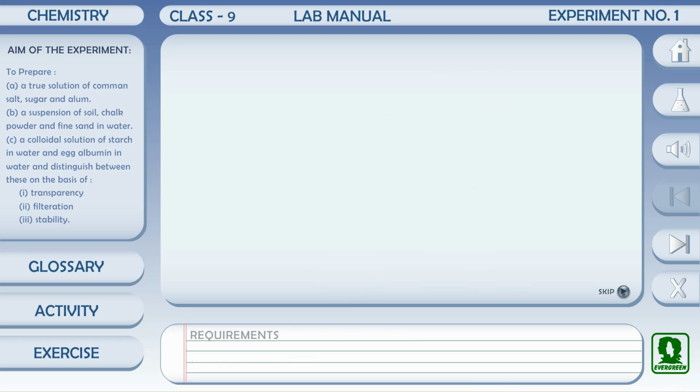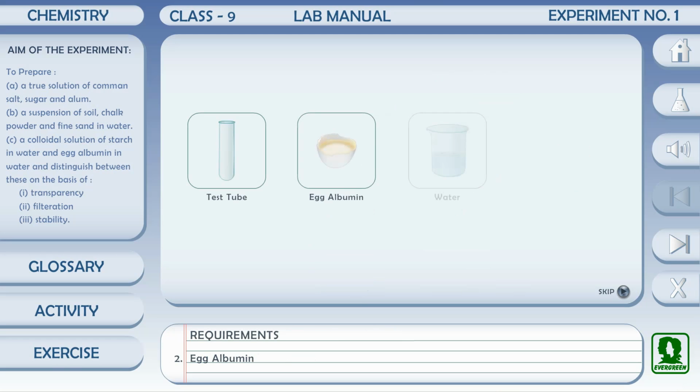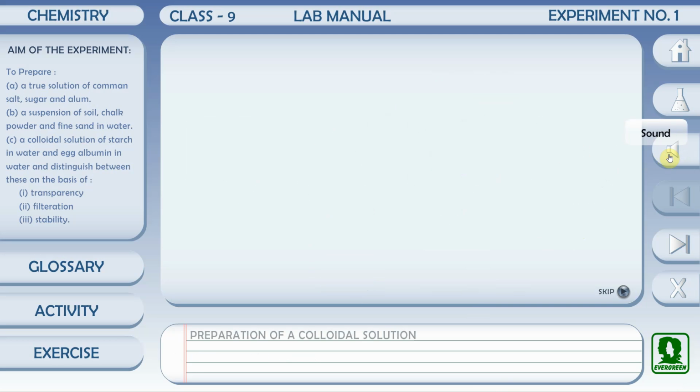Requirements for the preparation of colloidal solution: test tube, egg albumin, water, rubber stopper. Prepare solution. Take a test tube.